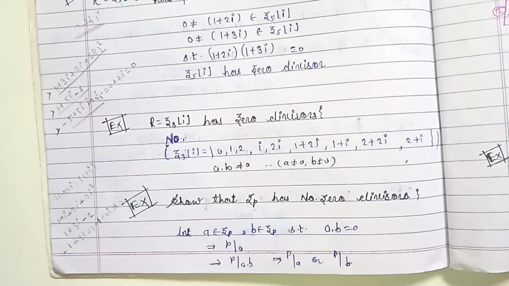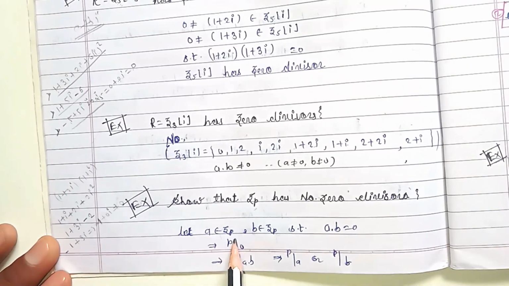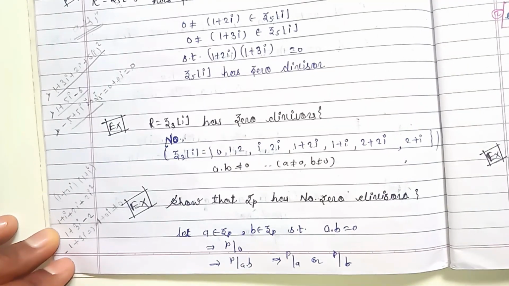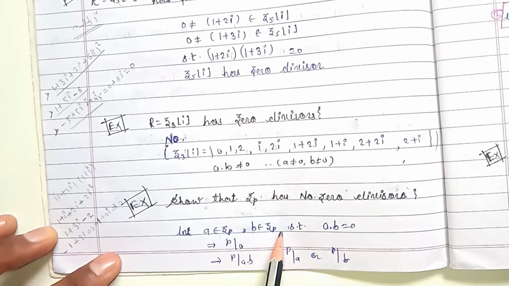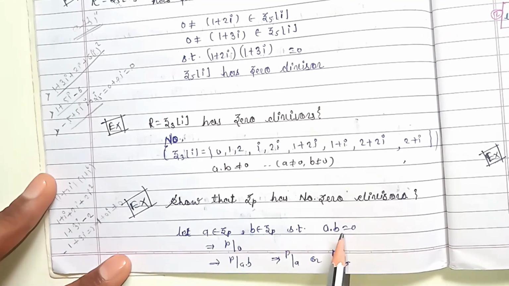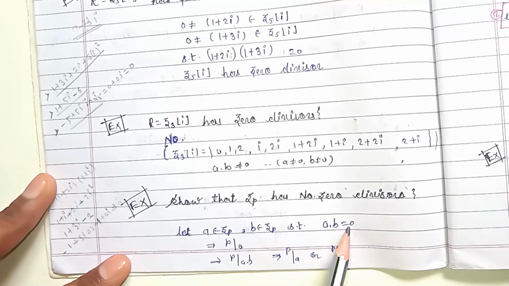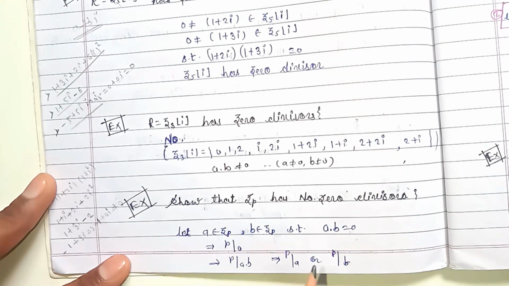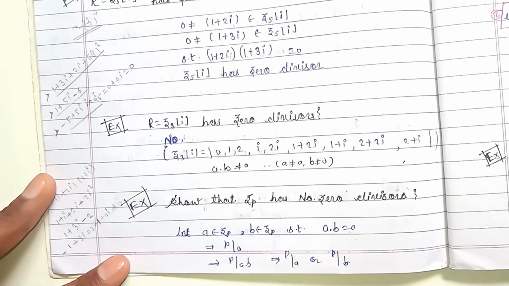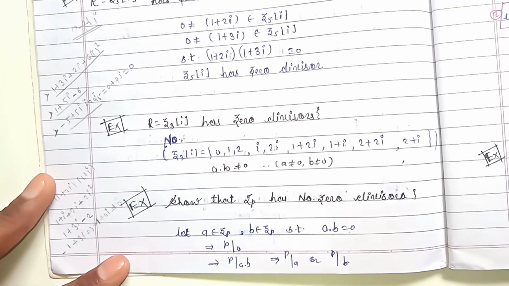Now let's show it for the next example. Take two elements from our Z prime: a belongs to Zp, b belongs to Zp, such that a dot b, their product, is 0. This is the definition of a 0 divisor. So if their product is 0, that means either a is 0 or b is 0. Product 0 means one of the conditions needs to be 0.